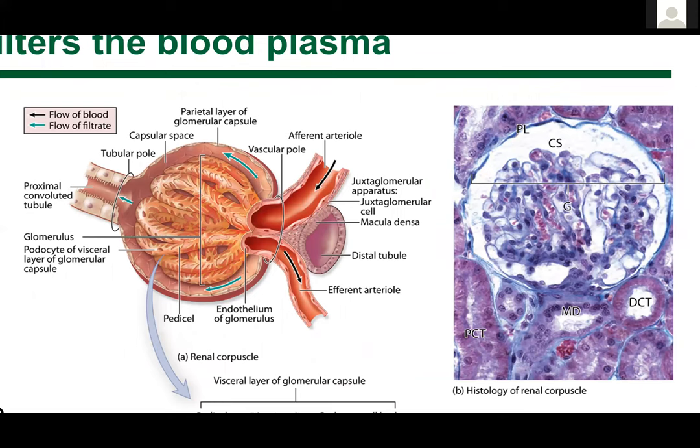So macula densa is Latin for dense spot. Macula means spot, densa means dense. So macula densa is a group of cells right at the juncture between the distal tubule and collecting duct. Some sources will say that the macula densa is on the distal tubule. Other sources will say that the macula densa is on the collecting duct. So it varies. It's right at the juncture.